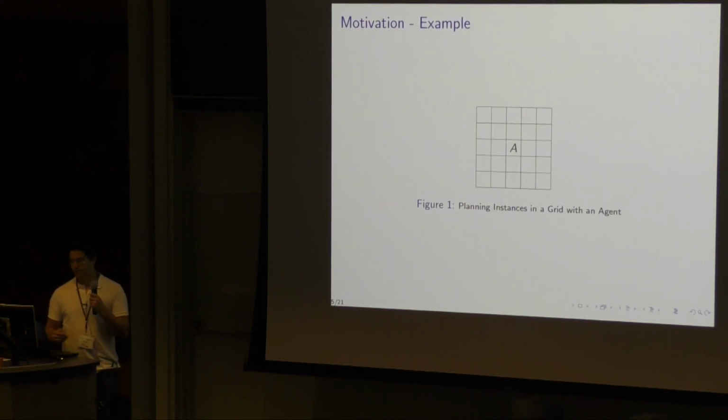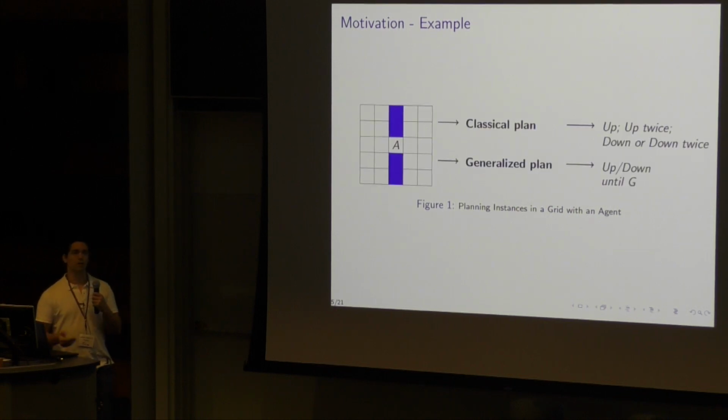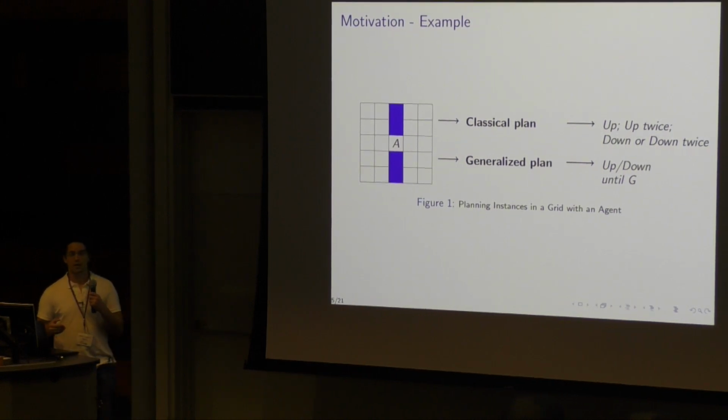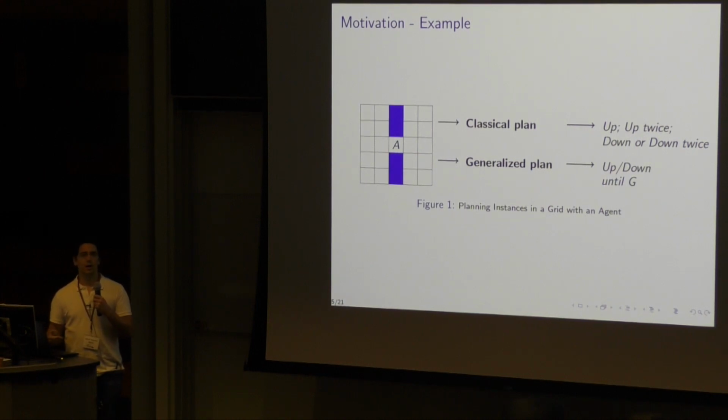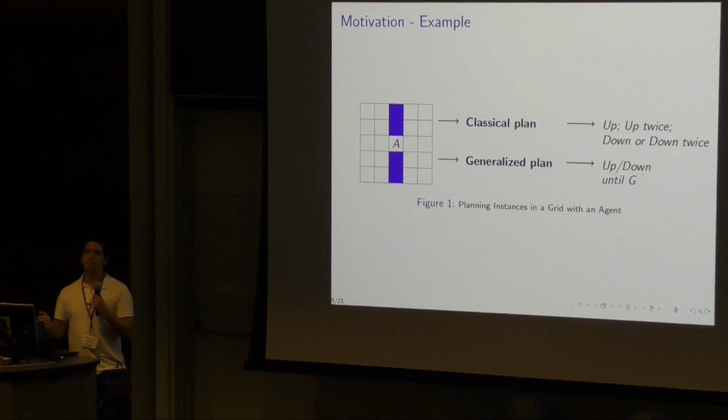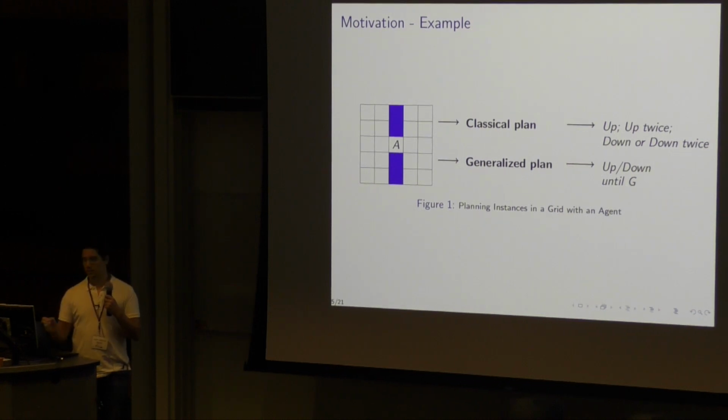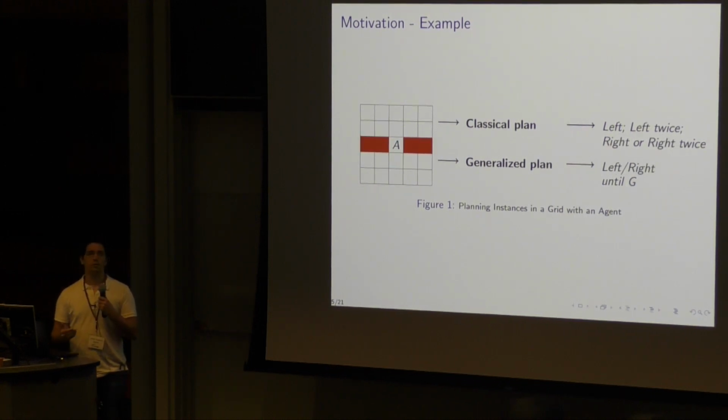To put it in an example, we have a grid and an agent centered, and we may have a goal in a vertical line. So the goal can be any up cell or any down cell. A classical plan will be something like: move up, or move up twice, move down, or move down twice. A generalized plan will tell you: move up until you reach a goal, or move down until you reach a goal. In the same way, we can do it for a horizontal line. We can move left twice, right twice, and the same in the generalized plan: move left until we reach a goal, or move right until we reach a goal.